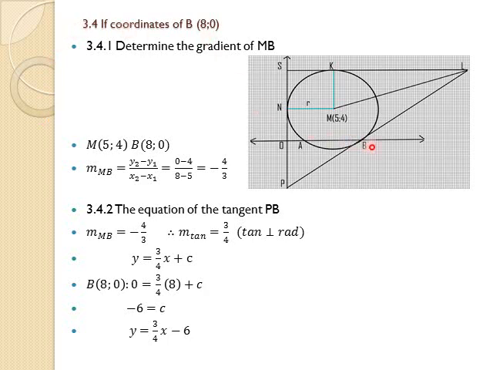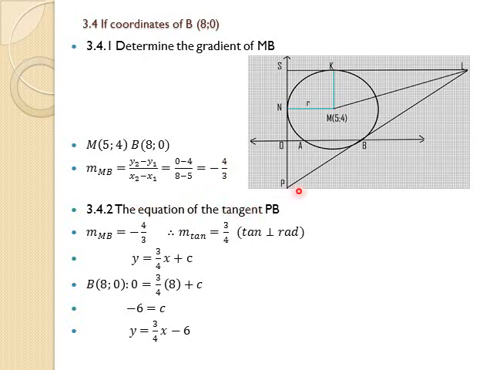Given the coordinates of B, they say B is (8, 0), determine the gradient of MB. So I start from M to B, what's that gradient? The coordinates of M are (5, 4), B is (8, 0), so the gradient is y2 minus y1 divided by x2 minus x1. So there we have 0 minus 4, and then 8 minus 5. That gives me negative 4 over 8 minus 5, which is 3. The gradient of MB is negative 4 over 3.